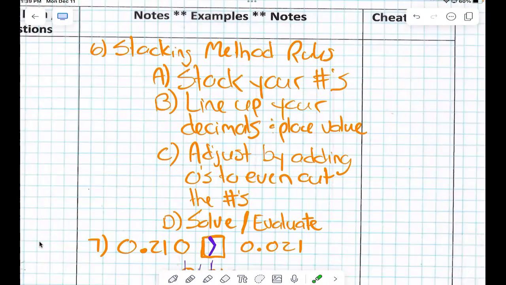First thing we do for the stacking method is we do what? I'll say that again. What's the first thing we do? Stack your numbers. After we stack our numbers, what do we need to make sure we do? Line up your decimals with place value. And then after we have our decimals and place values all lined up and stacked, we do what for letter C? And then we do what at the end?